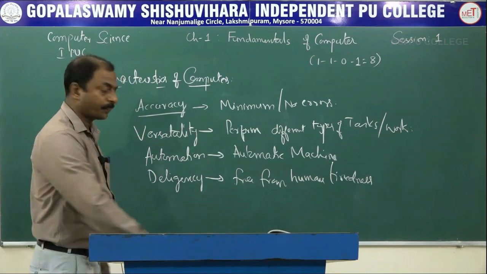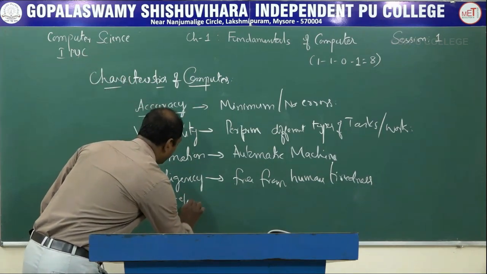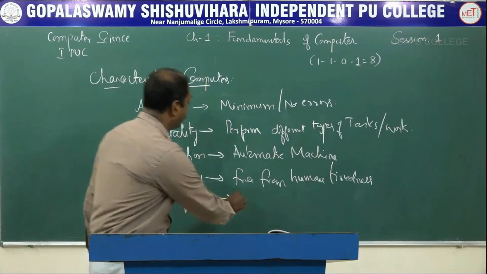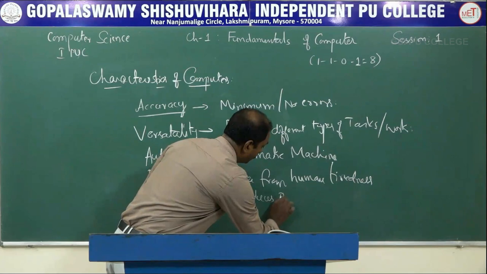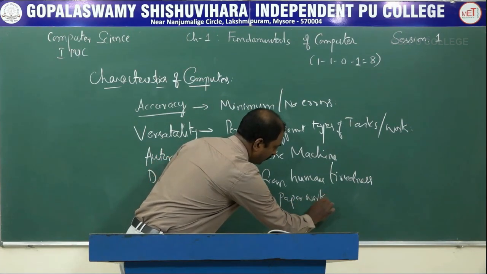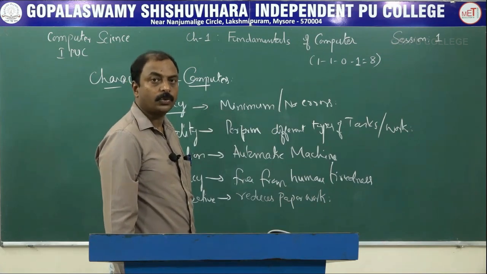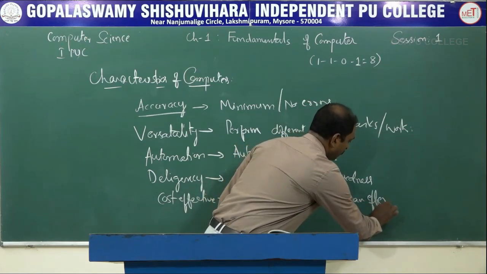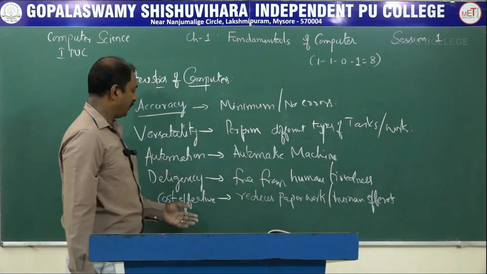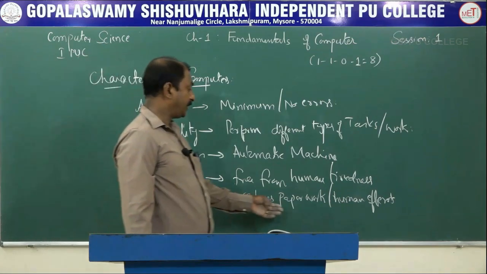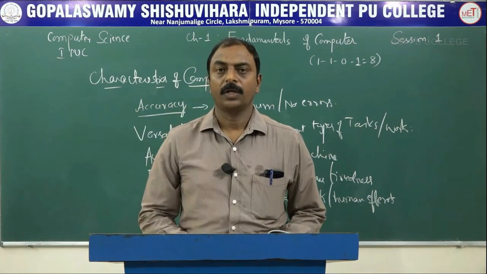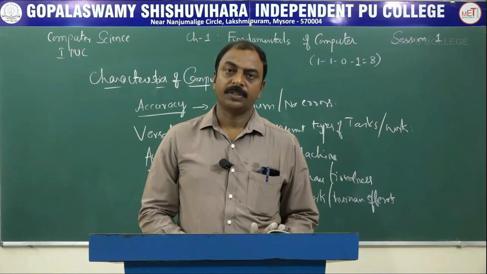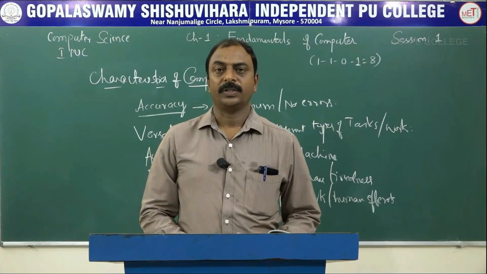And next we move on to one more characteristic, that is cost effective. Cost effective is nothing but it reduces paperwork and also human efforts. Nowadays it is very cost effective, because everything is paperless. We are talking about a paperless office. So we are depending entirely on the computer system. We store all data, everything, in the computer's memory, so that we are minimizing the usage of paper.